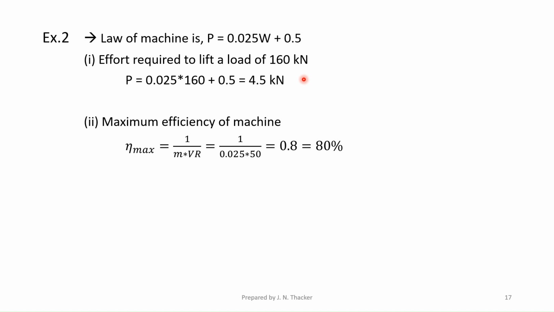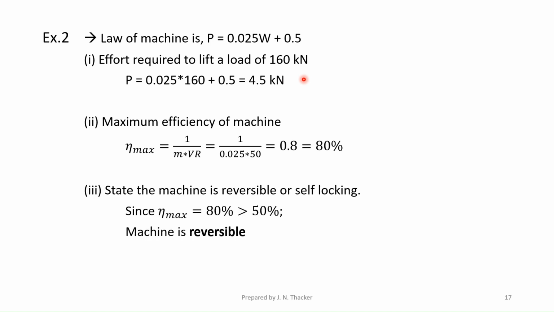And third question was state whether your machine is reversible or self-locking. So since eta max is 80%, which is greater than 50%, machine is reversible. Right? We know the condition for reversibility is if efficiency is greater than 50%, machine is reversible. So in this case, our machine is reversible as efficiency is 80%.